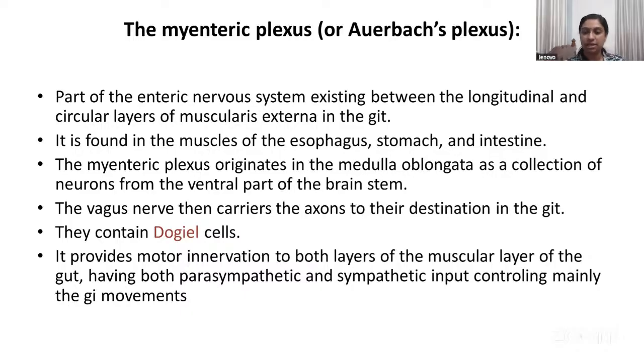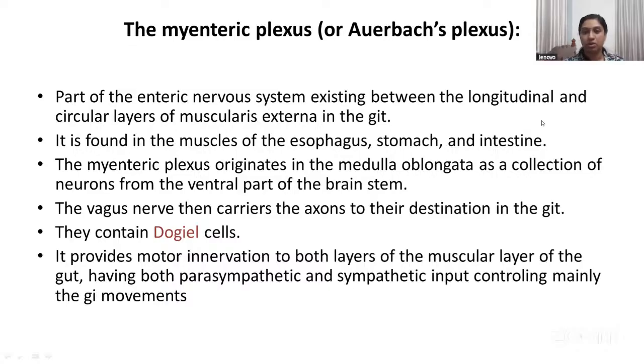Okay, they basically contain glial cells. Glial cells are present in both the myenteric as well as the submucous plexus. And it provides motor innervation to both layers, that is the longitudinal as well as the circular muscles present in the GIT, having both parasympathetic and sympathetic input, controlling mainly the gastrointestinal movements. That's what the question was asking about.